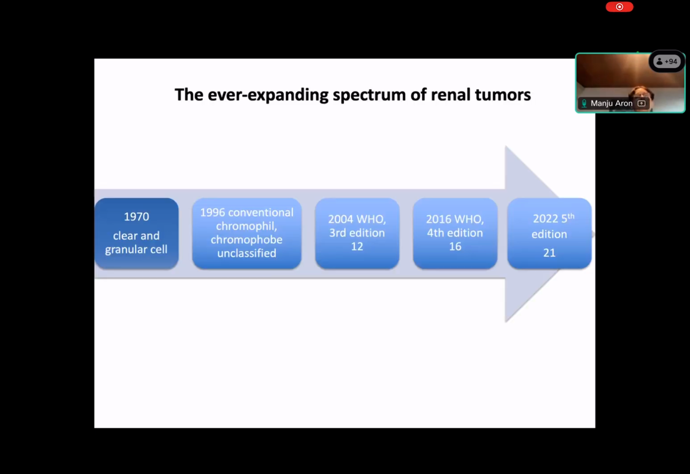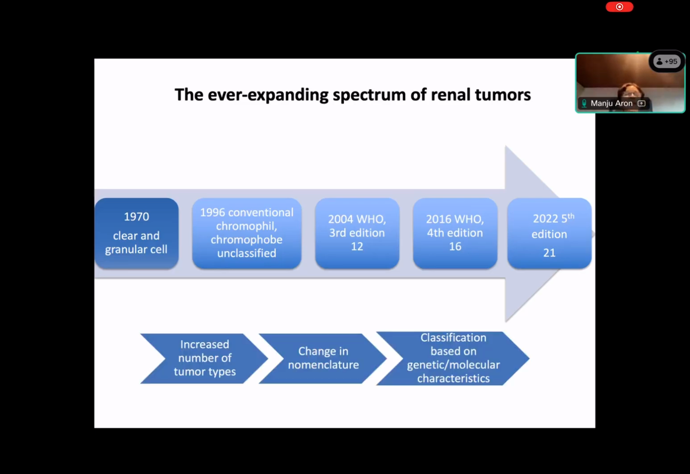Now, renal cell carcinoma classification has really evolved over time, and as you can see, from 1970 to present day, the number of tumors has not only expanded from 2 tumors to 21 different subtypes now that we know of, but there has also been a change in nomenclature. There has also been more advancement on the classification of these tumors based on their genetic or molecular characteristics.